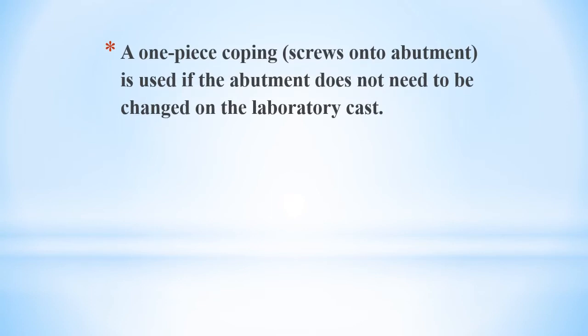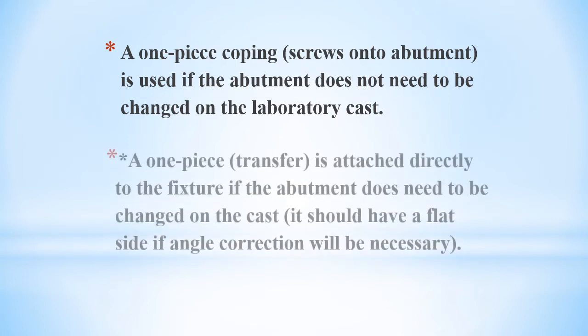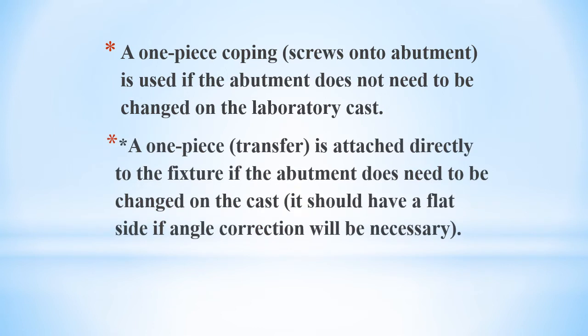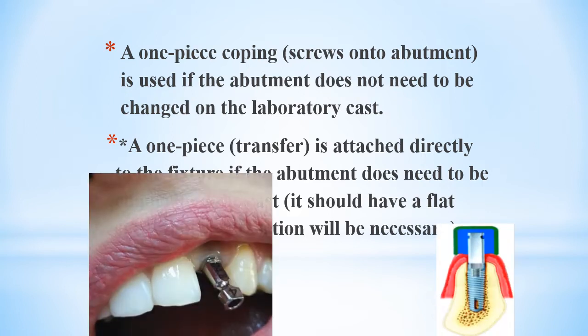A one-piece coping screws onto the abutment and is used if the abutment does not need to be changed on the laboratory cast. A one-piece transfer is attached directly to the fixture if the abutment does not need to be changed on the cast. It should have a flat side if angle correction will be necessary.